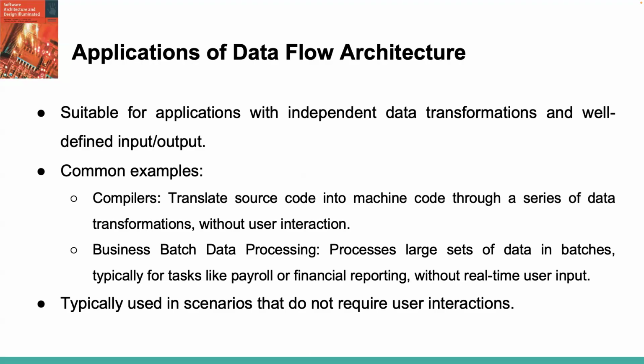Three, independent data transformations. The transformations or steps happen independently, one after the other, ensuring that changes or outputs from one stage don't affect how the previous stages were processed. This type of design is highly efficient for systems where you have large sets of data and want to automate the transformation process without needing users to intervene.